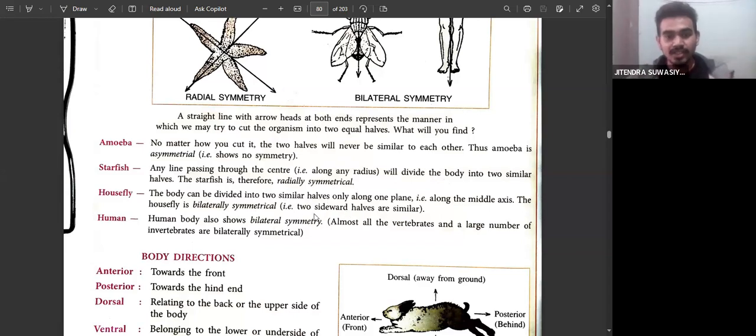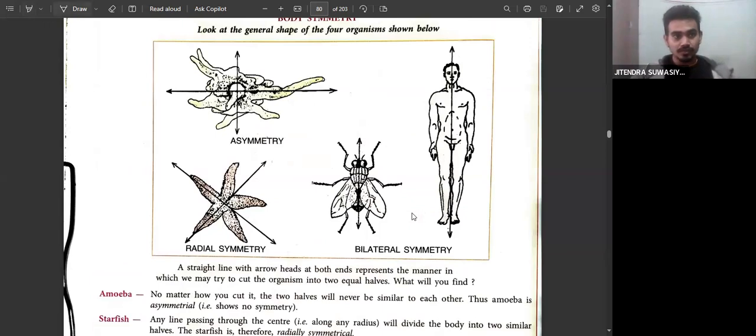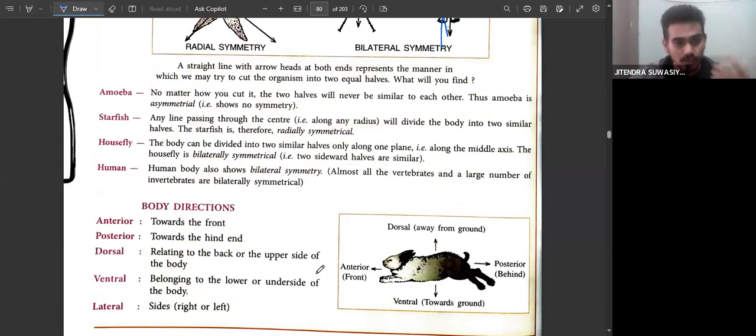Then the housefly will be divided into two similar halves only from one plane. Like in the housefly, and in human beings also, we cut from this side only, then only equal parts will be divided. But if I cut from this side, see this diagram, from this side if I cut, we can say that is bilateral symmetrical. But if I cut from this type, it won't be bilateral symmetrical, right? It won't be two equal parts. So that is bilateral symmetry, which we find in human beings and houseflies.